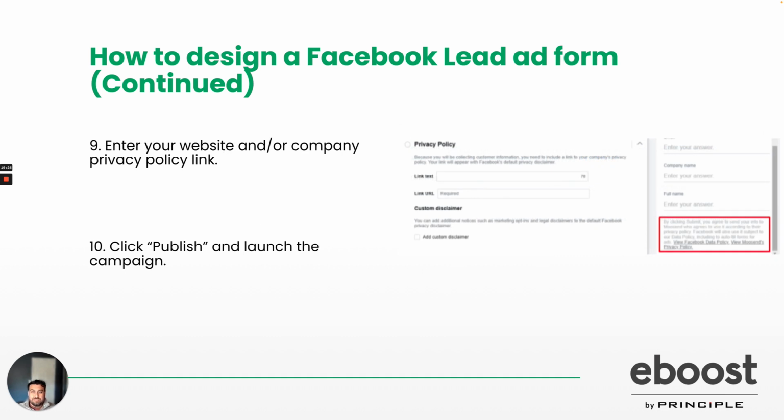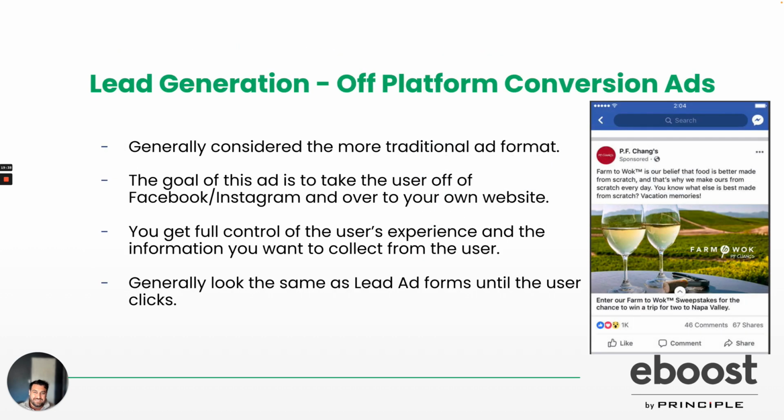After that, this is back to the privacy policy link. So you're going to want to select or copy and paste your link to your website's privacy policy. Then you basically click publish and launch the campaign, and that's it. So that entirety was the on-platform lead gen process.